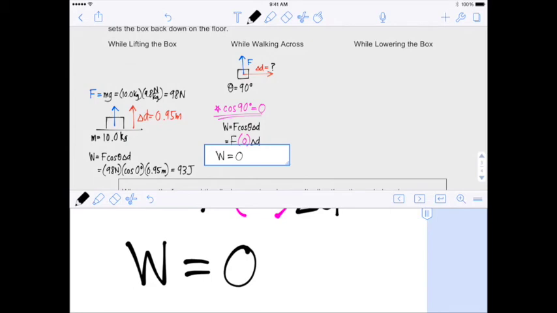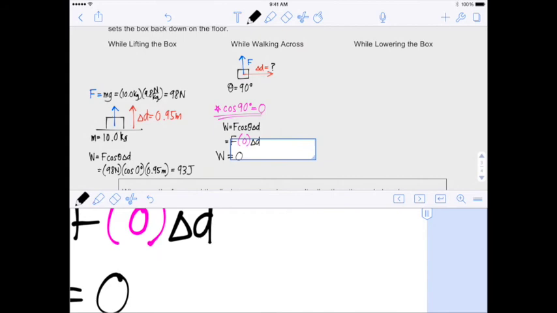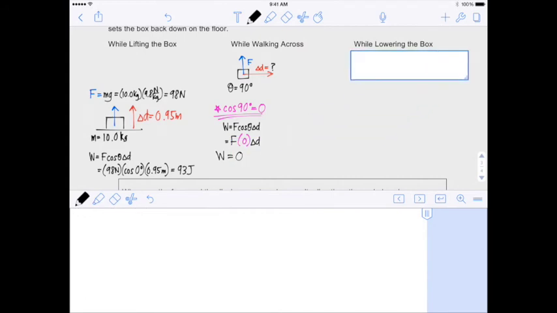In the third situation, we're going to take this box and lower it back down. Now we have to remind you how this works in real life. So we want to bring it back down this distance, 0.95 meters.